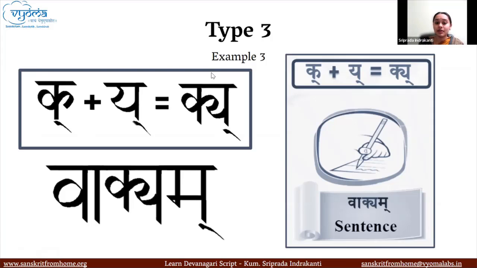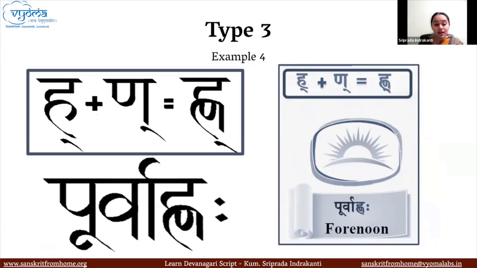So it does also come under type 3, where it becomes an irregular position. Y is in an irregular position. It's very small compared to its usual size. It's shrunk and it's on the bottom. So that's Vakyam, sentence. Then we have Purvanhaha.